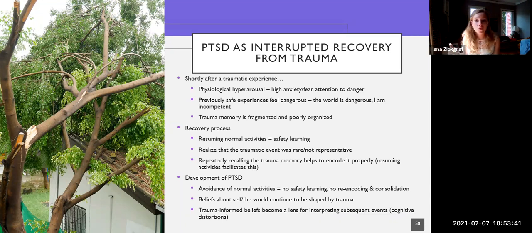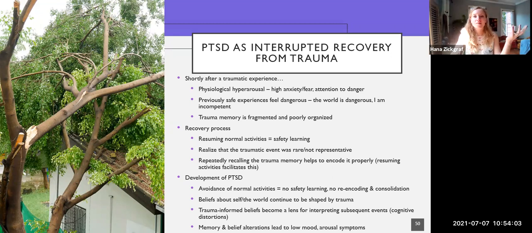Because they're continuing to avoid their normal lives, their beliefs about themselves or the world continue to be shaped and informed by the trauma, and that becomes the new lens through which they experience and interpret all subsequent events. So this leads to the development of strong maladaptive cognitive distortions and even the development of new core beliefs and schemas. And alterations in both memory, encoding and retrieval, and beliefs about the world lead to the mood and arousal symptoms of PTSD.